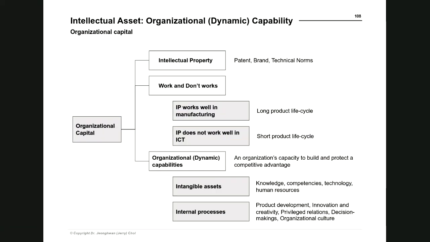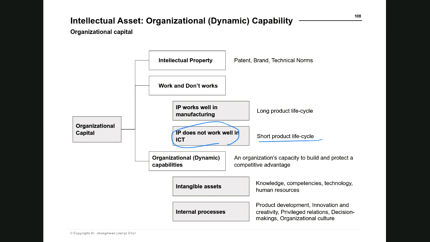There is another capital, organizational capital. How can we realize your good idea into a business, how can we transform a good idea into a business in a certain organization? That's related to intellectual property. Organizational capital is intellectual property creation: patents, brands, technical norms, or a very special product. What works and what doesn't? IP works well in manufacturing. Absolutely. However, in ICT, with short product life cycles, patents don't help you protect your intellectual property. It depends.